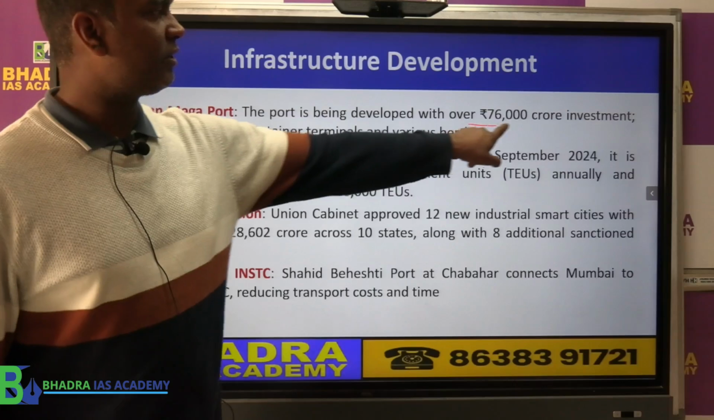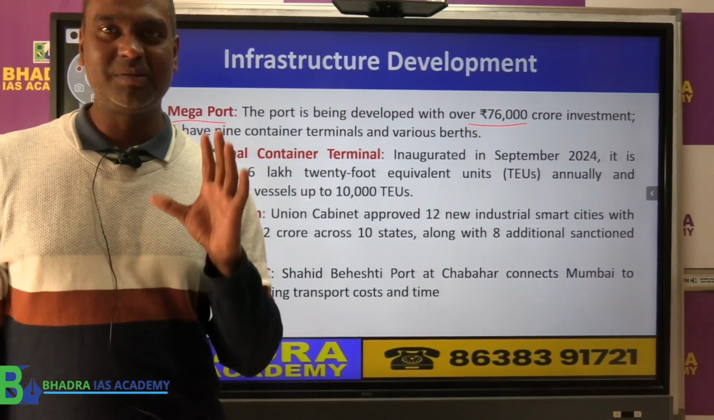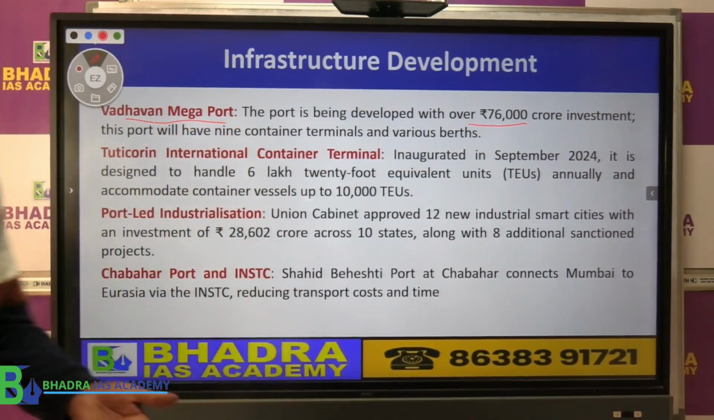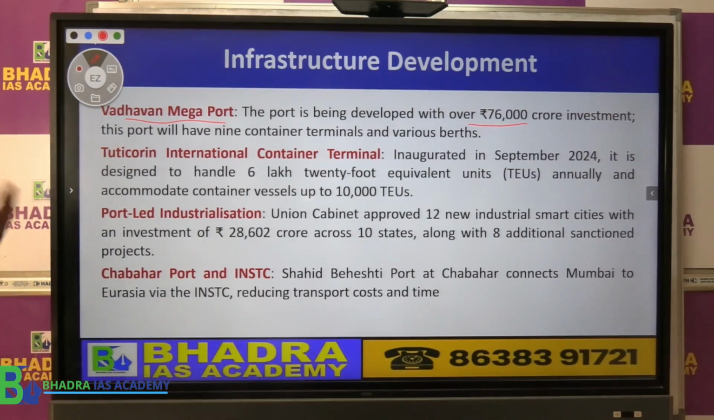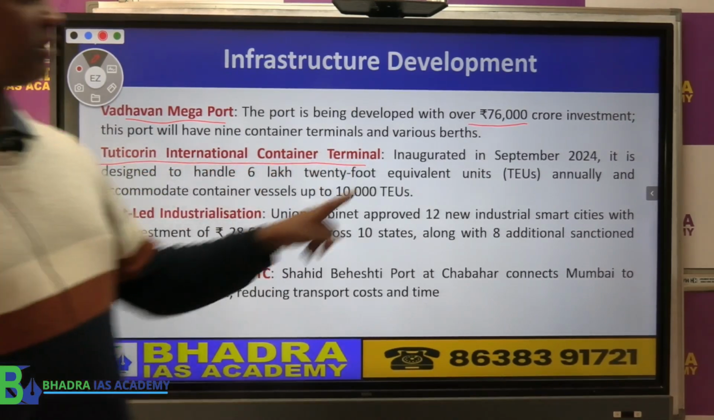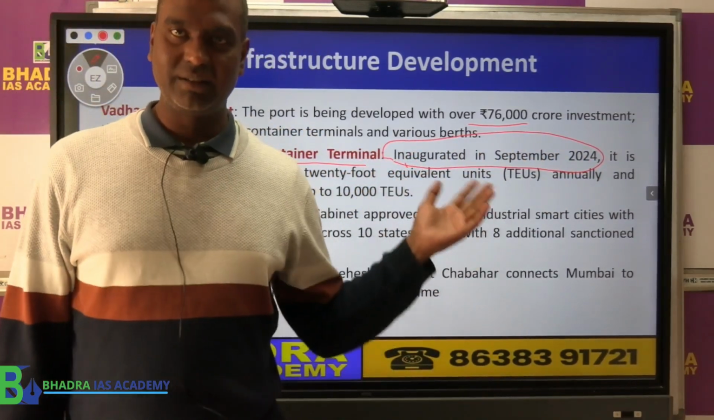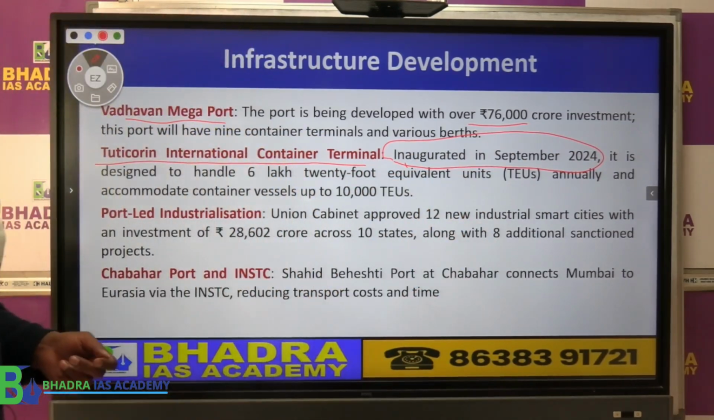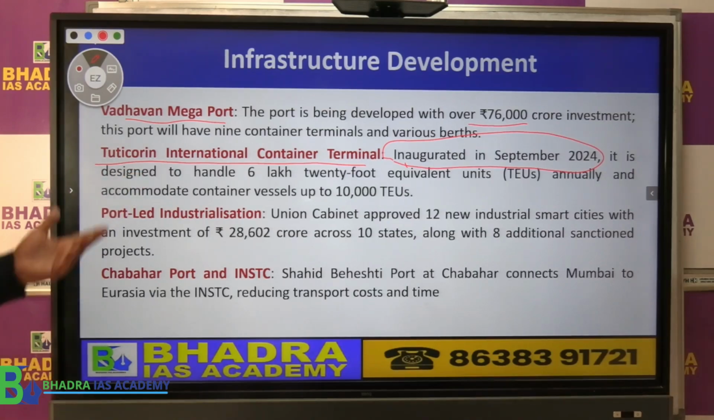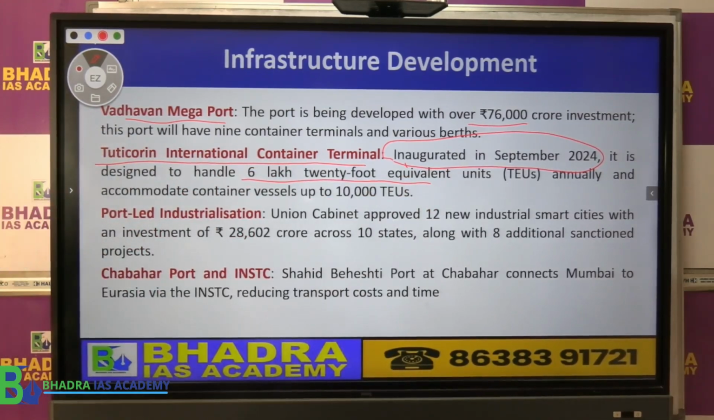This is also with an investment of 76,000 crore. It will be what we call a landlord model port, developed by the government. Another one the government has mentioned is the Tuticorin International Container Terminal, which was inaugurated in September 2024. From a current affairs point of view, this can be another question for prelims. It can handle 620 twenty-foot equivalent units annually and accommodate vessels. This is the new inauguration done by the government.